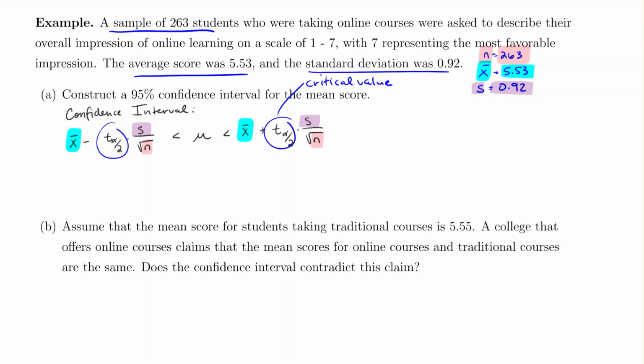We'll find the critical value as we did in the previous two examples. So we cared about a 95% confidence interval, but our degrees of freedom here is 1 less than the sample size. So that's 263 minus 1, 262. Let's bring up our chart to find our T alpha over 2 value.